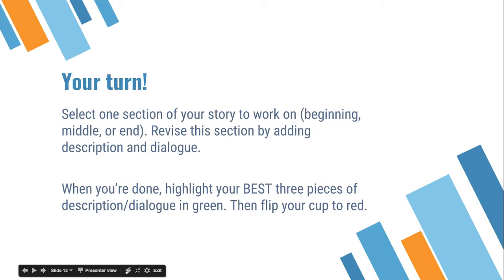So now it's your turn. Select one section of your story to work on, either just the beginning, just the middle, or just the end. And you're going to focus on revising this section by adding in description and dialogue. When you're done, highlight your best 3 pieces of description or dialogue in green. Then you can flip your cup to red.